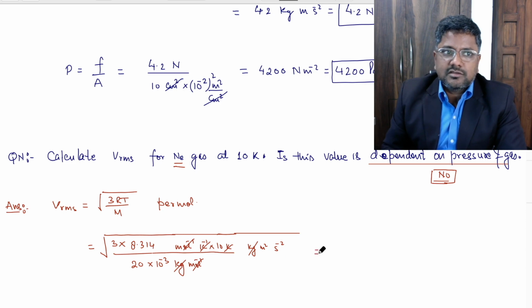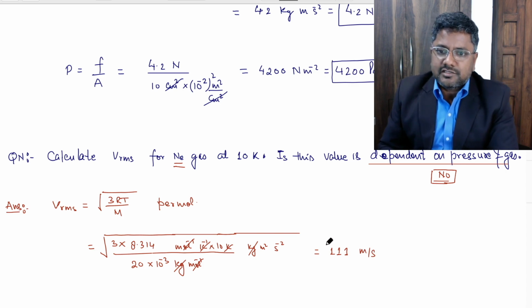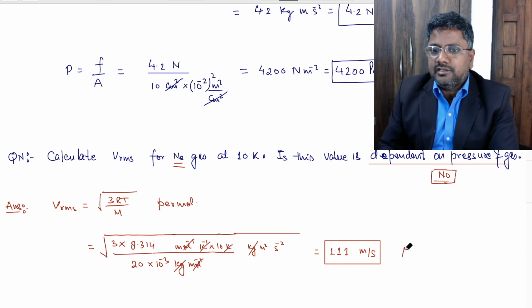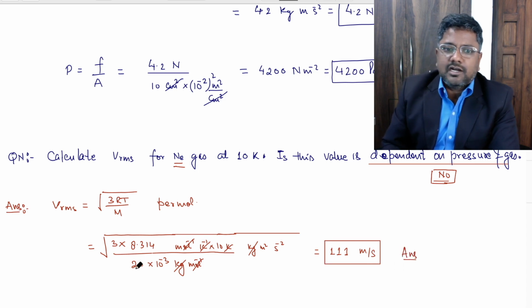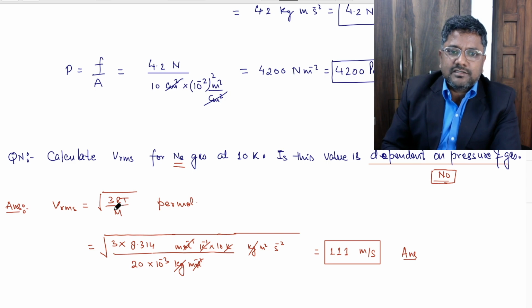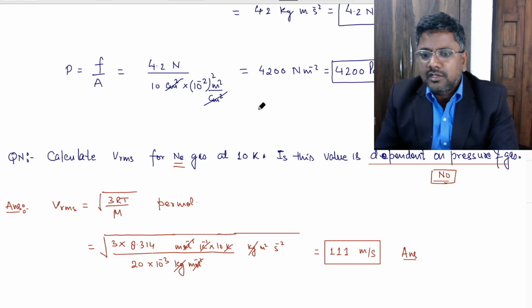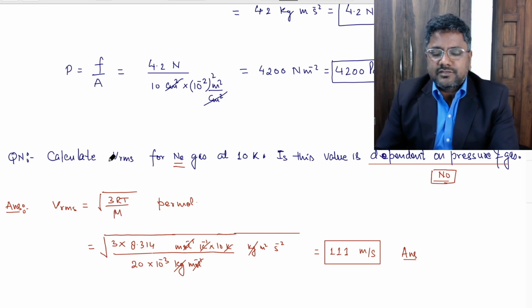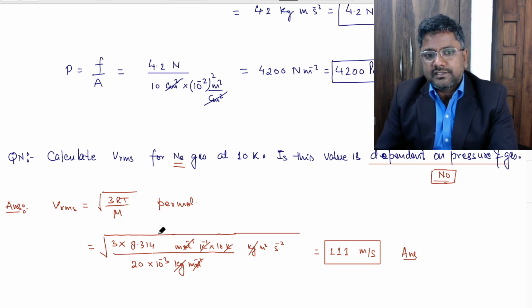So what we will get, approximately we will get 111 meter per second. So this is the answer. So the only point in this type of calculation is the unit of molar mass. I have already told you that whenever you take this formula you should put the molar mass in kilograms per mole, right?